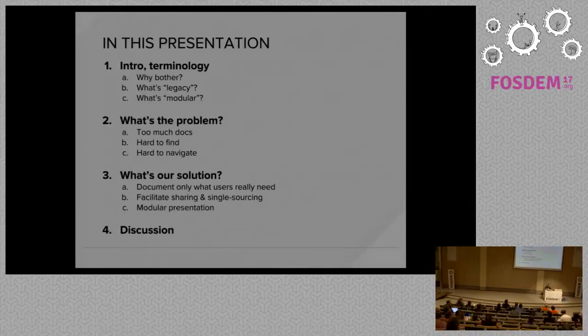And in the main part of the presentation, I will try to introduce what we think could be a solution to one of those problems and to all of those problems that I mentioned. First of all, we will try to cut down on the amount of content that we actually maintain, by documenting only what the users really need to have documented. We will also talk about how to facilitate single sourcing of the documentation so that we can bring upstream and downstream closer together. And in the main part, what is modular documentation and how do we hope to achieve all of the above by switching to a modular form of documentation.